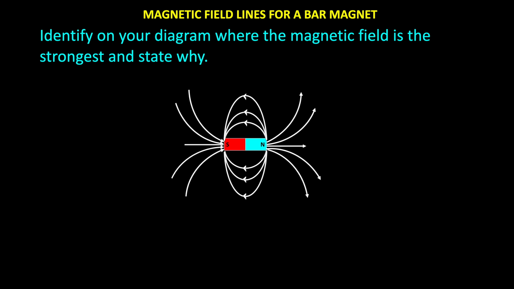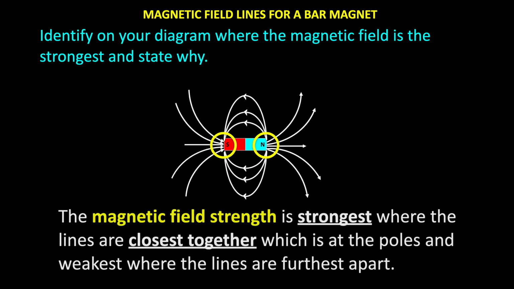Now, based on this diagram, where's the magnetic field the strongest? Pause the video and think. Clearly, we can see that the magnetic field is strongest at the poles. We can see that because the magnetic field lines are closest together at this point. And it's much weaker away from the poles, as the magnetic field lines are much further apart.